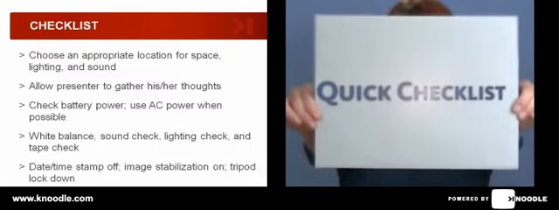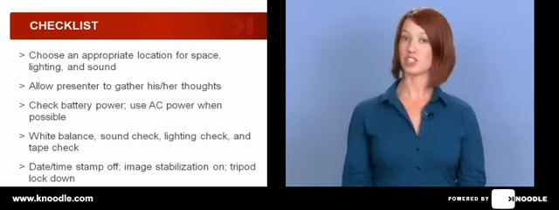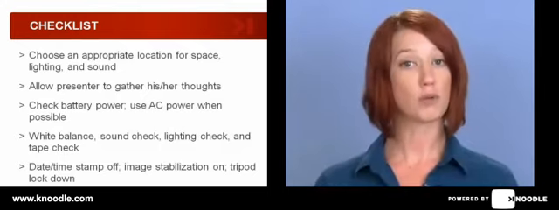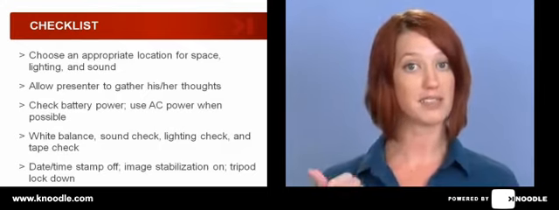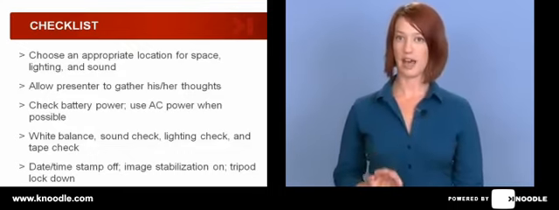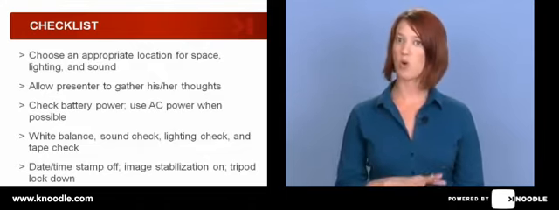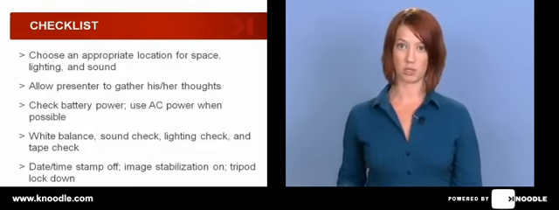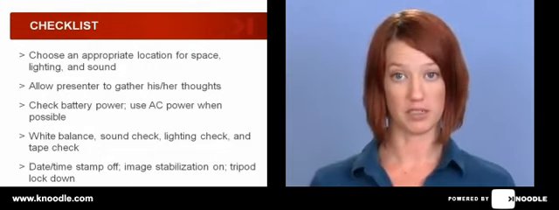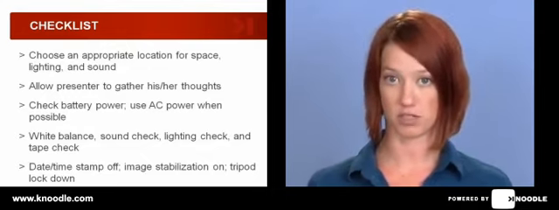So now we're going to talk about your checklist. To wrap it up, here's a quick checklist for shooting. Choose an appropriate location for space, lighting, and sound. Allow the presenter to collect and gather their thoughts before they begin. Also, check battery power. Always use the AC adapter when possible. Make sure you do a white balance. Do a sound check. Check the levels and check the headphones.